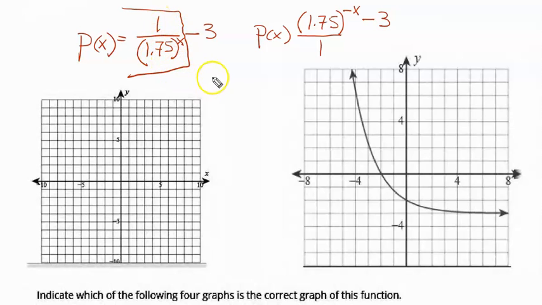Now, what might this look like? Well, this is going to look like 1 over, can you see that 1.75 is almost a 2? So what does 1/2 to the x power look like? Remember, it's going to start high, and it's going to go like so. So this is going to be the general shape of the graph that you're going to pick.